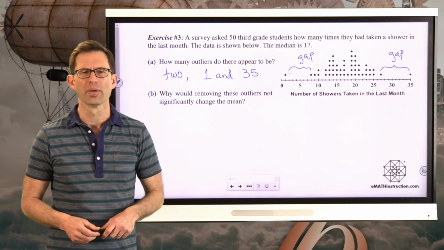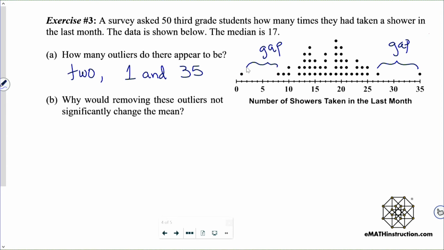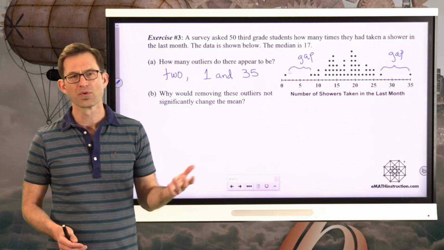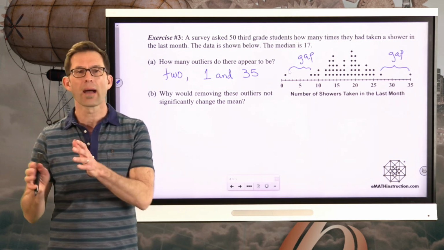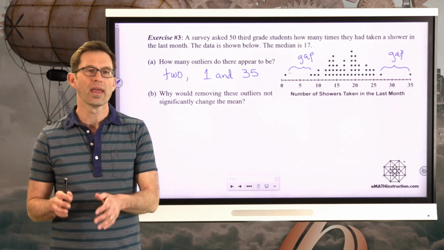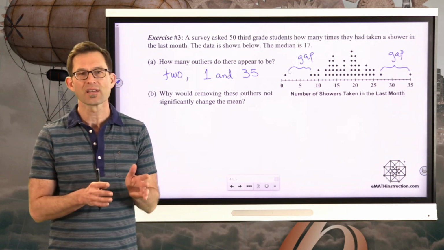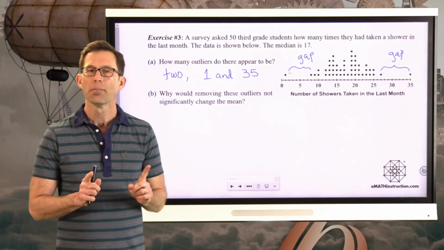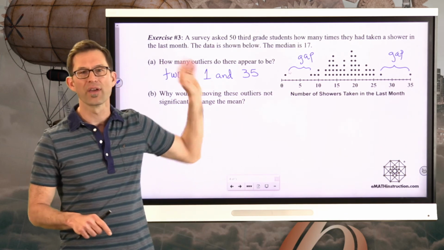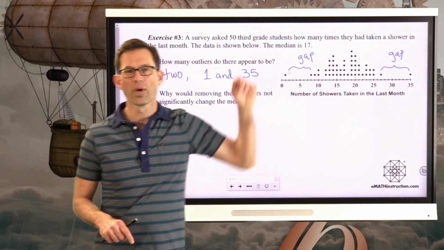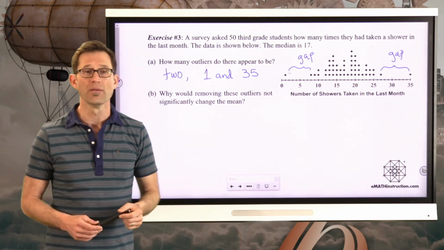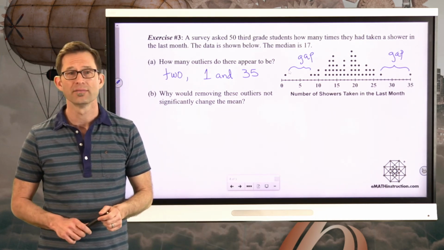So let's take a look at letter B. Why would removing these outliers not significantly change the mean? So right, we talked about the fact that like in that first exercise, when we got rid of the chaperone, it changed the mean age from 8 years old, which wasn't very representative of the data set, to 6 years old, which was. But my claim is if you toss that one out and you toss that one out, it wouldn't actually change the mean very much. Why is that?